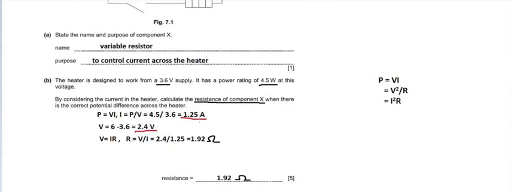Why did we need it? Because we can use Ohm's law to find out the resistance. So V is equal to IR, so R is equal to V by I, and that's why it is 2.4 divided by 1.25. So the resistance of the variable resistor is coming out to be 1.92 ohm.